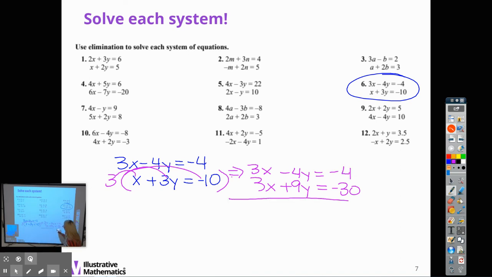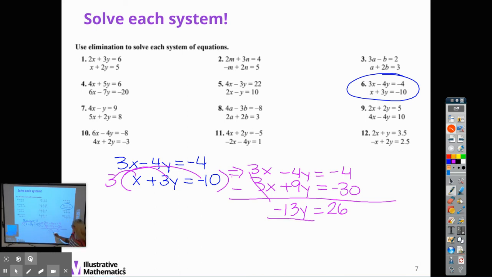Okay. So from here, we have 3x and 3x that are both positive. So we would have to subtract them to cancel them out. So 3x minus 3x cancels out. Negative 4 minus 9 makes you go more positive, or more negative, I'm sorry. So it's negative 13y. And then negative 4 minus negative 30 is 26, because subtracting a negative is the same as adding. The number being subtracted is called a subtrahend, so there's a fun fact of the day.